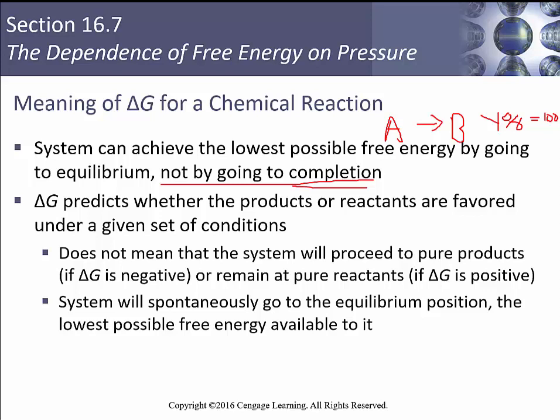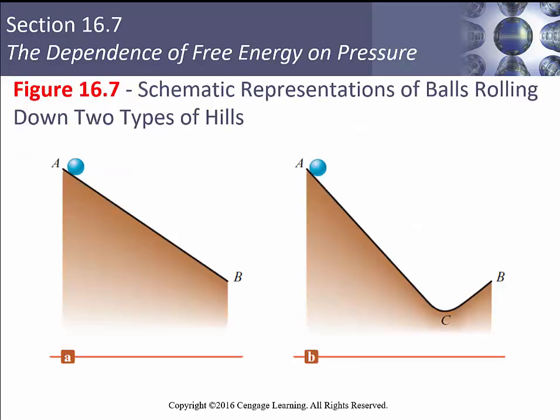Delta G predicts whether we're going to go towards the products or whether we're going to go towards the reactants the same way Q does, because Q is really just a representation of K. And it does not mean that the system will proceed to pure products if delta G is negative, or that it will remain at pure reactants if delta G is positive. It's saying that the system will spontaneously go towards that equilibrium position, the lowest possible free energy available to it. Right? So here's an example, a schematic representation of what's happening energetically.